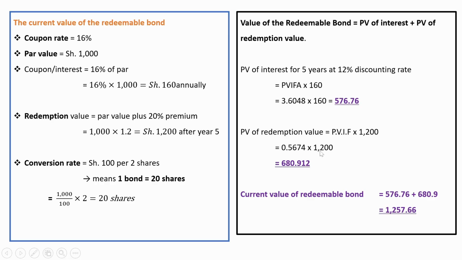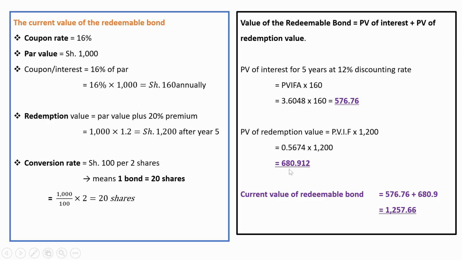So this time the redemption value is what the investors will be paid. And it is not the same as the face value. The face value was 1,000, but you were told that they will be paid 20% higher. So they will be paid 1,200. So the present value of the redemption value is 680.912.